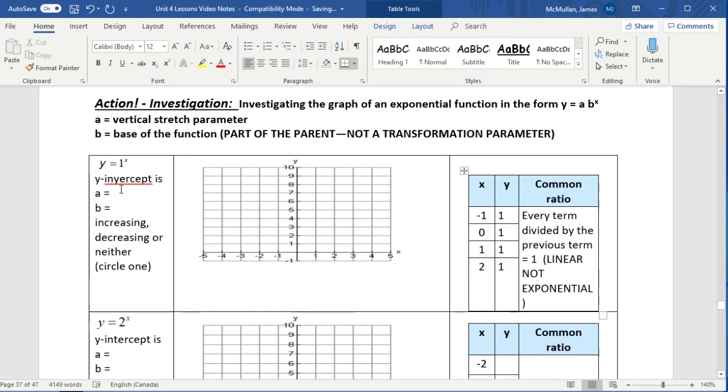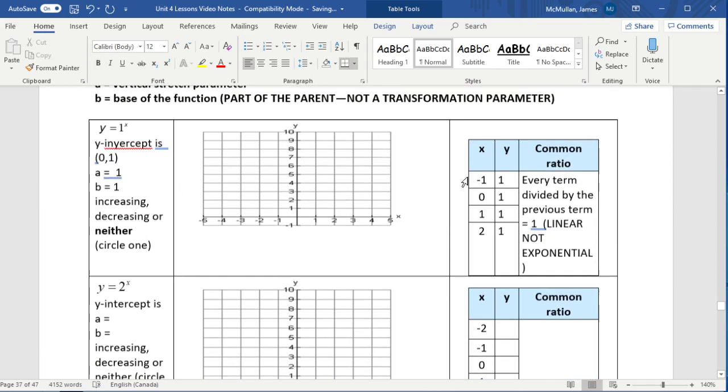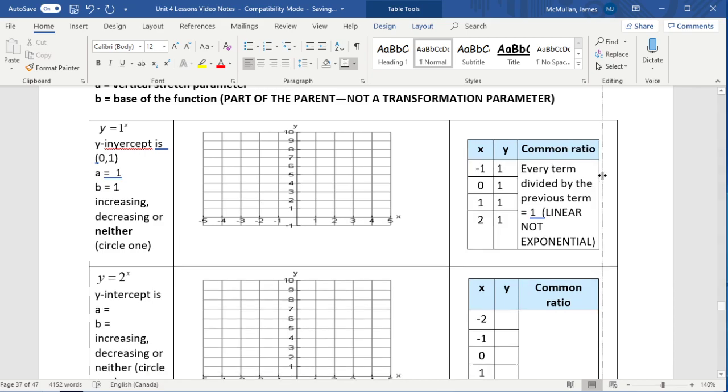Now, the y-intercept is (0, 1). The a value is 1, it's not there. The b value is 1. Is it increasing, decreasing, or neither? It's neither. Okay, let's look at the next one.